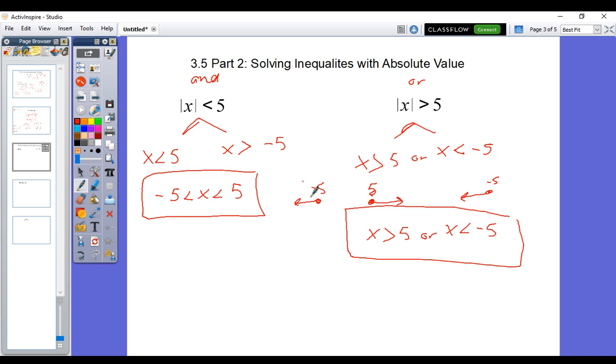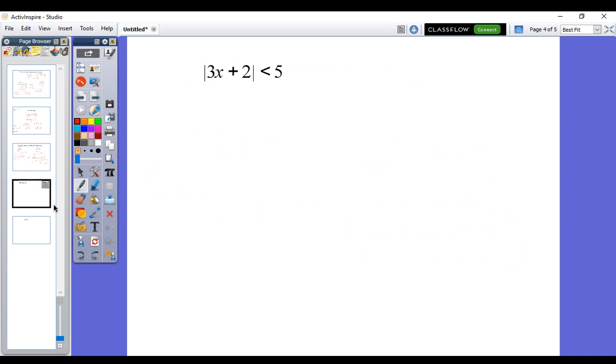So the two possible answers, you get and or. And at the very beginning, you can kind of tell. If it says that x is less than a positive number, then it will be an and. But if it says that x is greater than a positive number, it'll be an or. Let's try that out. So let's see how this comes out. So here we're saying the whole value is less than 5. So more than likely this will be an and. But let's test it out.